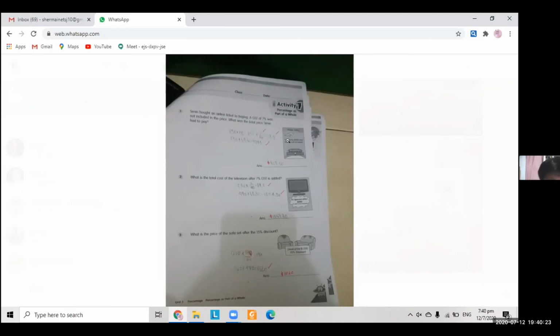Yeah. So what is discount? What's the meaning of discount? Discount, that means a cheaper price. Yep, you are getting it at a cheaper price.